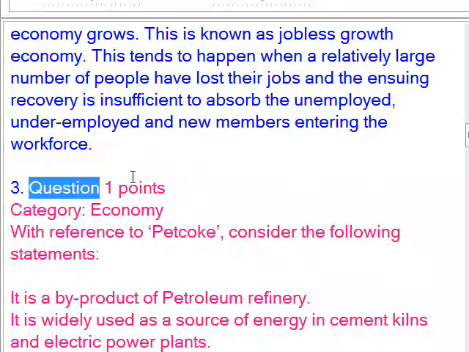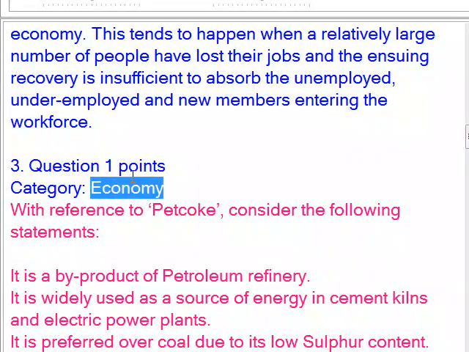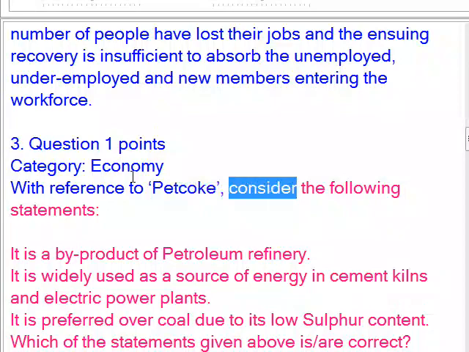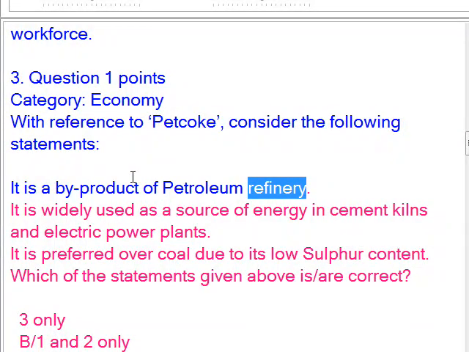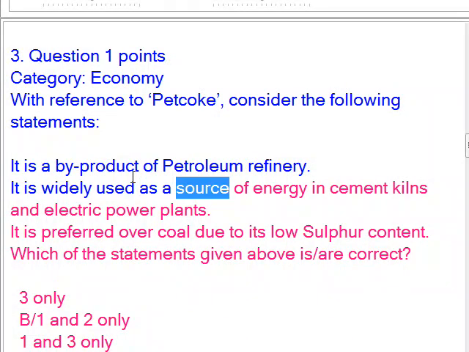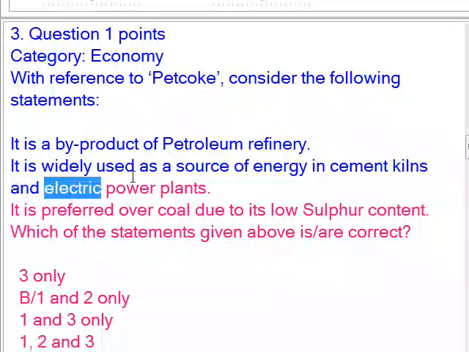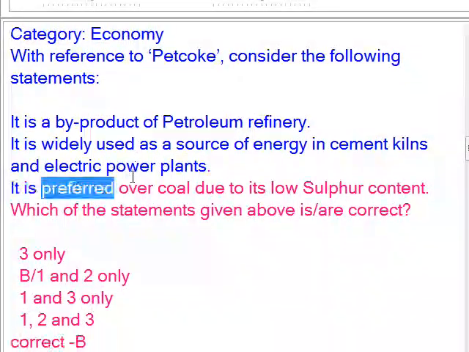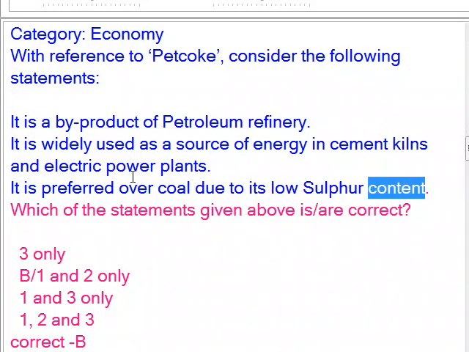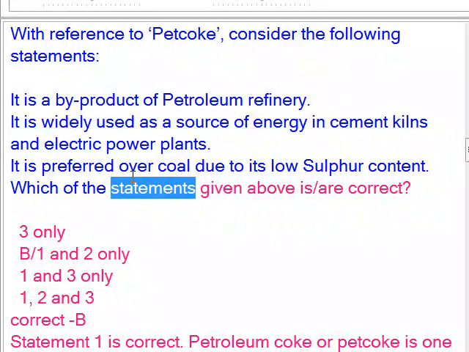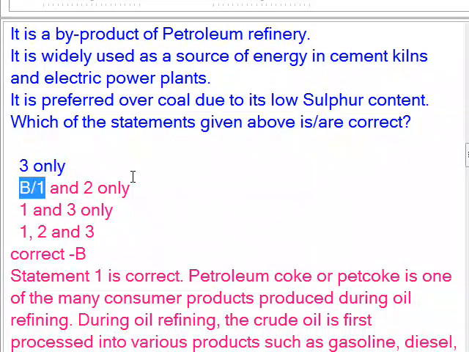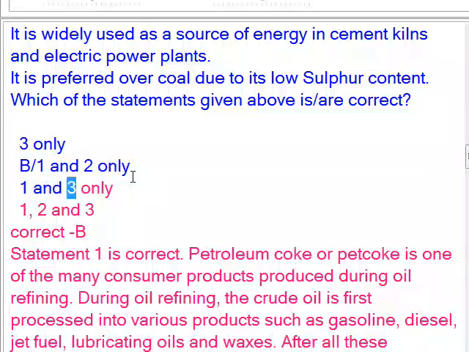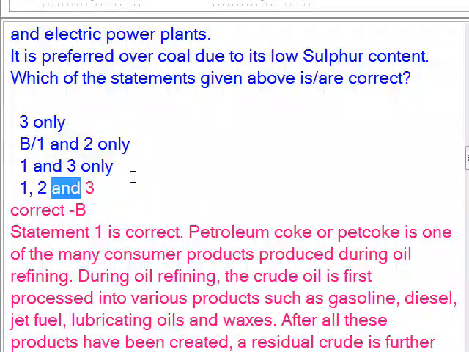Question 3. Economy. With reference to pet coke, consider the following statements. 1. It is a byproduct of petroleum refinery. 2. It is widely used as a source of energy at cement kilns and electric power plants. 3. It is preferred over coal due to its low sulfur content. Which of the statements given above is/are correct? A. 3 only. B. 1 and 2 only. C. 1 and 3 only. D. 1, 2 and 3.